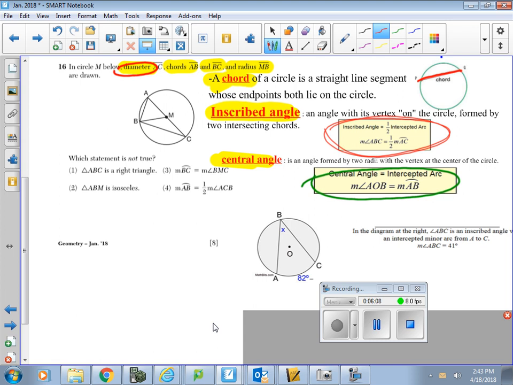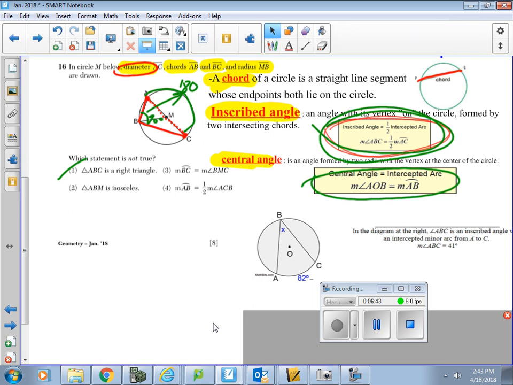Is that a right triangle? Well, let's look here. We have A, B, C. That is an inscribed angle, and we know that this is a diameter here. So that means that this part I'm outlining in green is half of the circle, so that is 180. And remember, with an inscribed angle, the measure of this angle here is half of the measure out here. So that means that this is 90, which means that this is definitely a right triangle, which means that is a true statement, and that is not our answer. Okay? Now let me erase this.